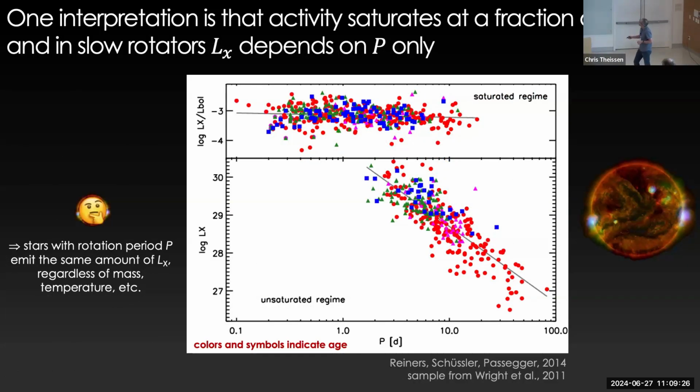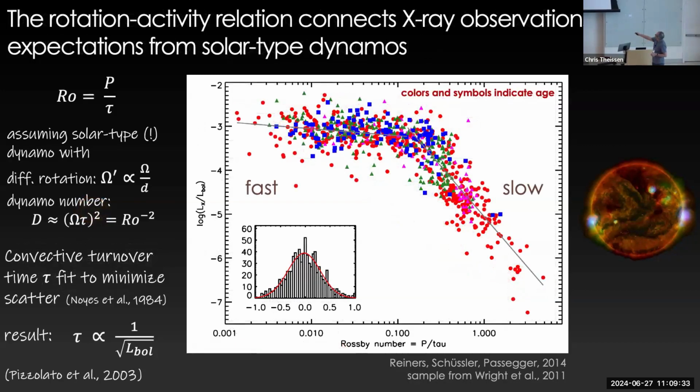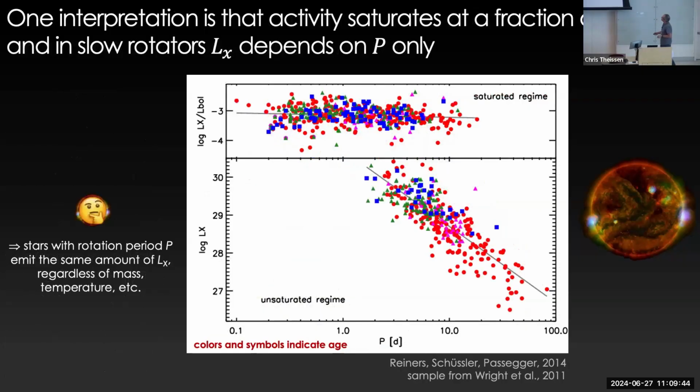We can say, and I go back, that here what is happening is that we are saturated at the ratio of Lx over L bol of about 10 to the minus 3, and we can keep that for the saturated part. But for the non-saturated part, we can say that Lx is proportional to P. And it turns out that the scatter around this cloud of points is smaller than if you plot it the other way. The problem is that I have no explanation why, right?